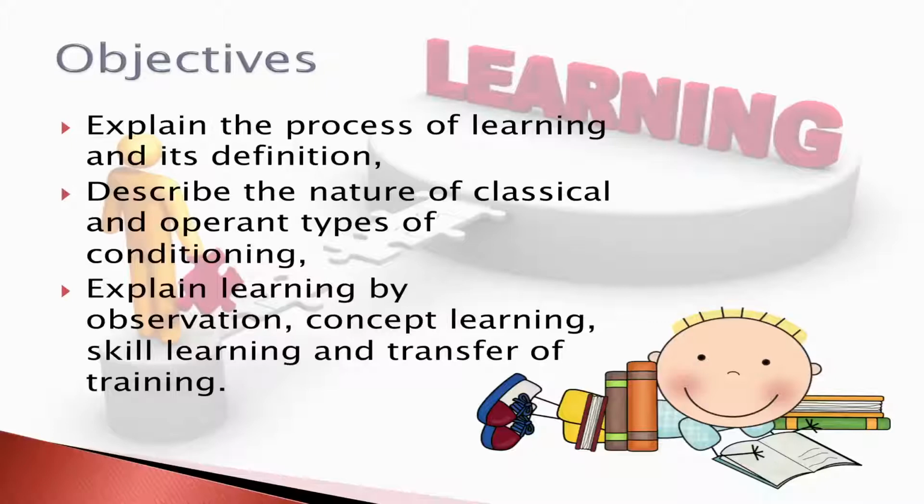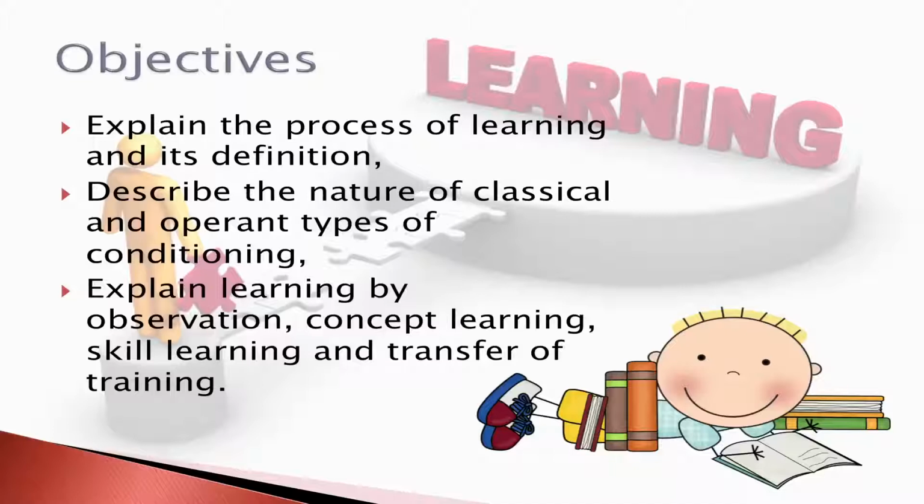After studying this lesson, you will be able to explain the process of learning and its definition, learning by observation, concept learning, skill learning, and transfer of training. You will also be able to describe classical conditioning or learning through association and modification of behavior through reinforcement called operant conditioning. We shall go in detail of these concepts later.